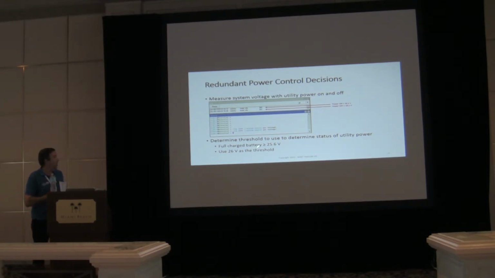Now, let's say we're going to choose a threshold to determine when we're on utility power or not. Let's choose 26 volts as the threshold. A fully charged battery is 25.6 volts. Now, you can tell me it'll be higher, but it's only going to be higher for a very short period of time as it drops down that initial curve. A fully charged battery is 25.6. It will drop down fairly rapidly to 24 volts, and it will stay there for its period until it starts dropping off after that. So we now have some numbers to work on.